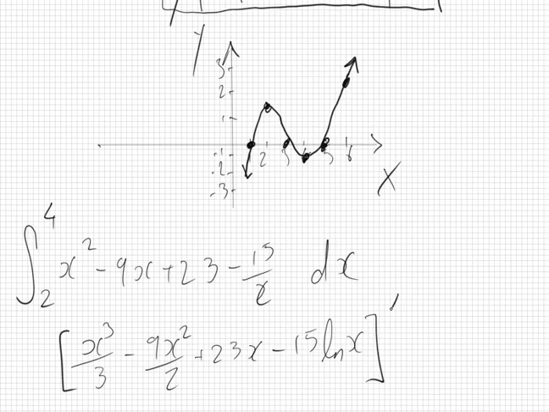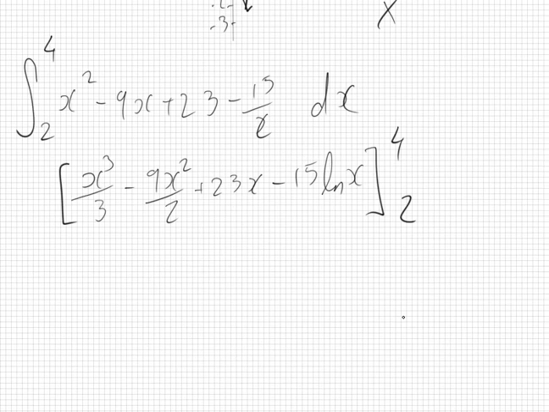4 and 2. So put in the 4 first. What's that? 4, 16, 64 over 3, is it? 4 cubed? Yes. Yep. Okay, so 64 over 3. Now, 4 squared is 16. 16 over 2 is 8. So minus 72. And then 46, 92. Yeah, 92. Plus 92 minus 15 log 4.